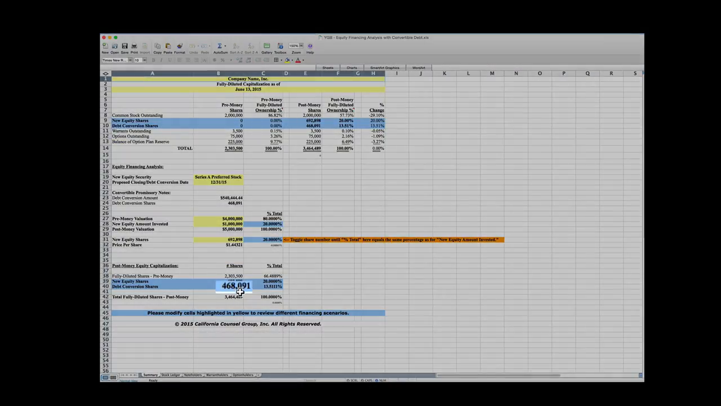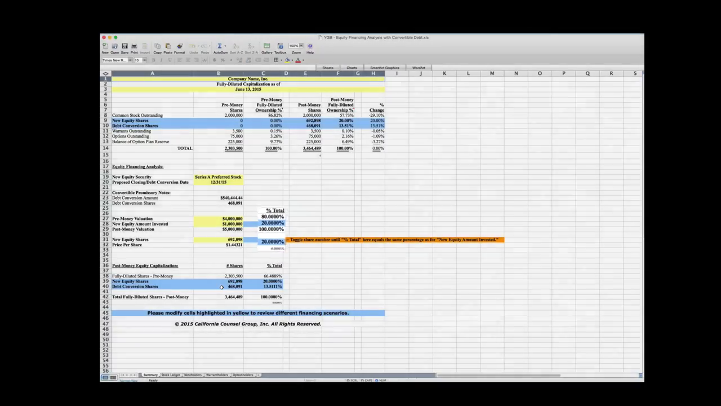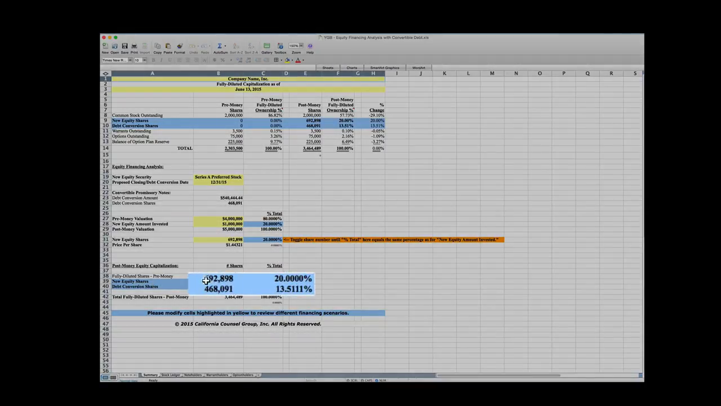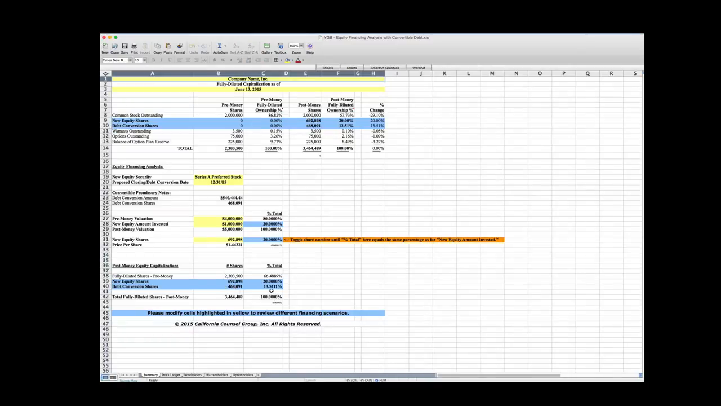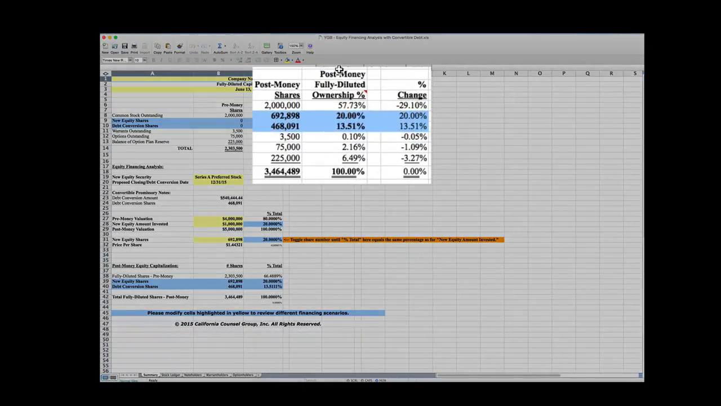And so all of these share amounts are being factored in to getting this share amount to be 20%. So in this case, the new equity shares, the new Series A preferred investors, get this share amount for 20% of the company, and the prior debt investors get this share amount for 13.5% of the company. So what this does is it shows you the full equity dilution. So up above are the post-money shares and the post-money fully diluted ownership. And it shows that the common stockholders, for example, went from owning approximately 87% of the company to 58% of the company after the financing. So they've been diluted about 29%.